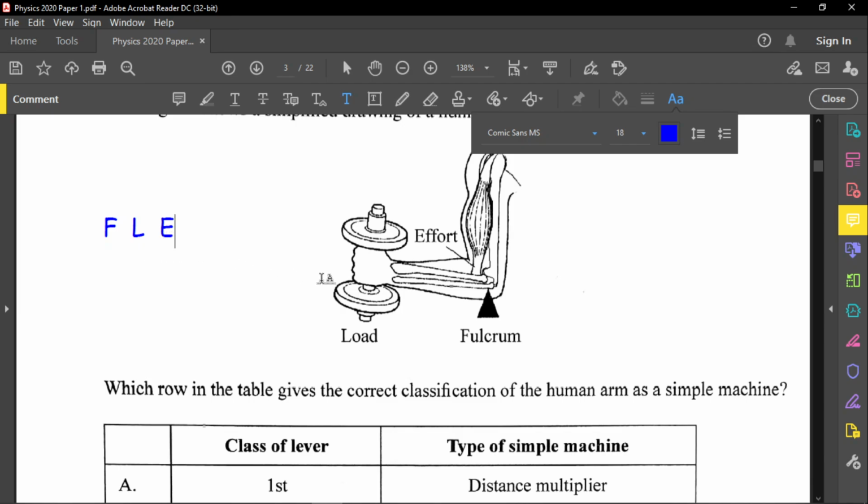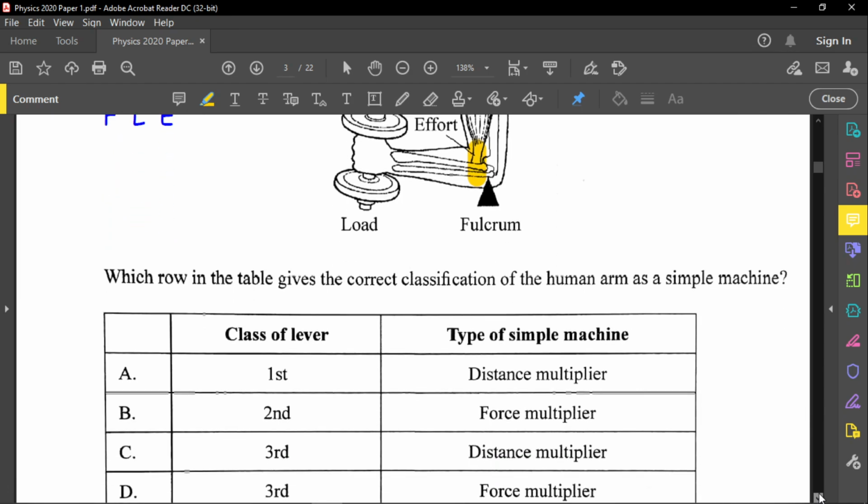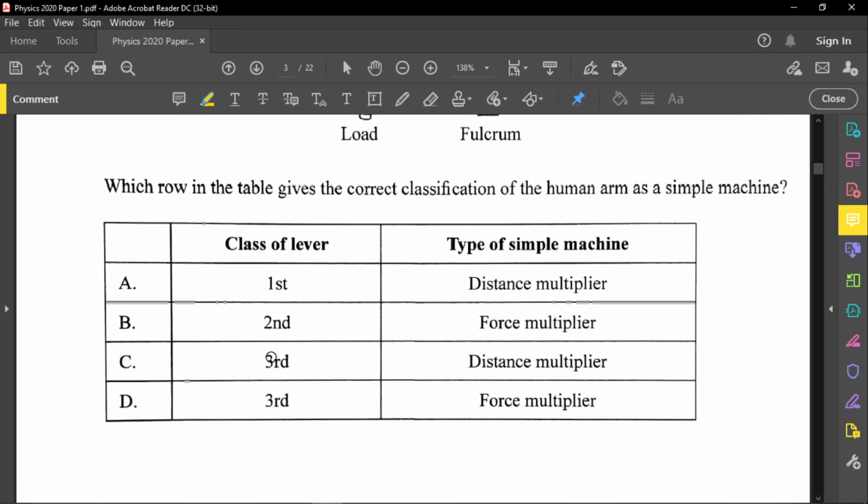So please remember FLEE. Look at this diagram carefully. You want to figure out what is in the middle. The load is here, the effort is here, and the fulcrum is here. Now, if you notice, the effort is in front of the fulcrum, right? So the effort is in the middle. So by FLEE, we know that if the effort is in the middle, then that is the third class lever. So we know it can only be C or D as the answer, right?